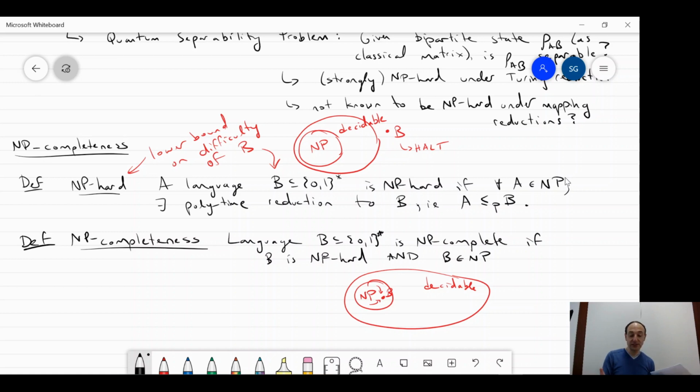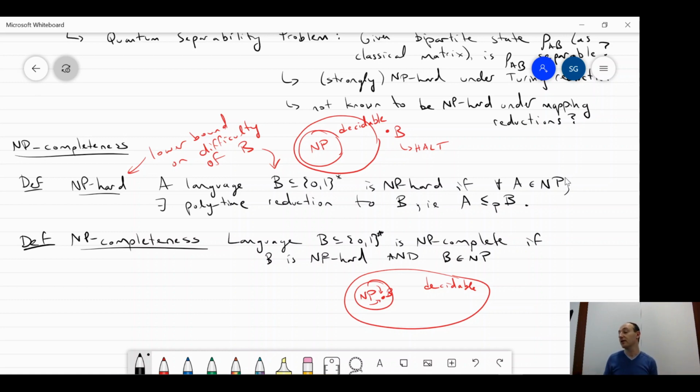Of course, you don't necessarily have to talk about completeness and hardness and reductions only in the context of P versus NP. You can do this for pretty much any complexity class as long as you define your notions of reduction appropriately.